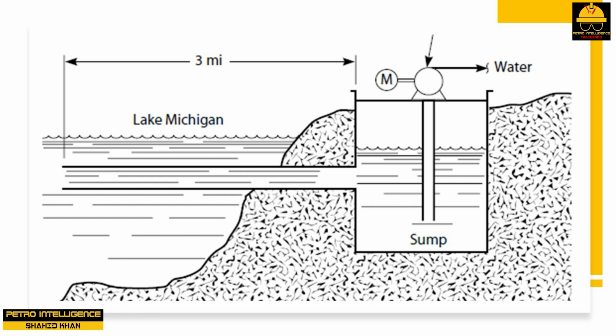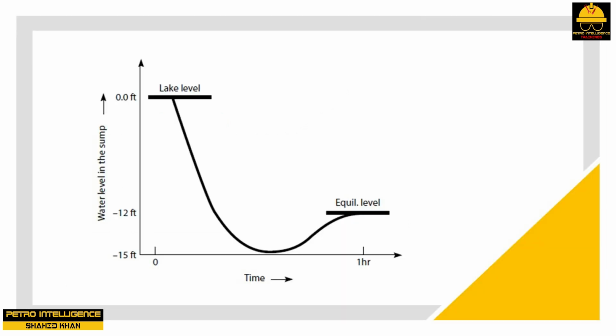If we look down into the sump, what would we see happening to the water level during this hour? The picture is a graph of what we would observe. The water level in the sump would drop gradually to 15 feet below the level in the lake. Then the water level in the sump would come partly back up to its equilibrium level of 12 feet below the lake level. Why? The loss of 12 feet of head as the water flows through the pipeline is due to friction, that is, 12 feet of head are converted to heat. But why do we have a temporary loss of an extra 3 feet? The answer lies in the concept of acceleration.